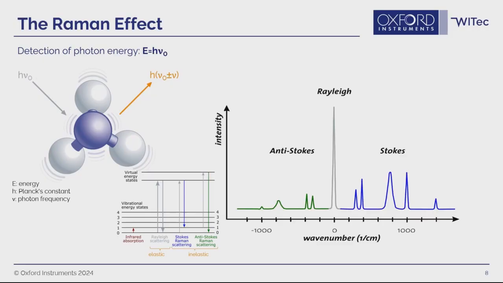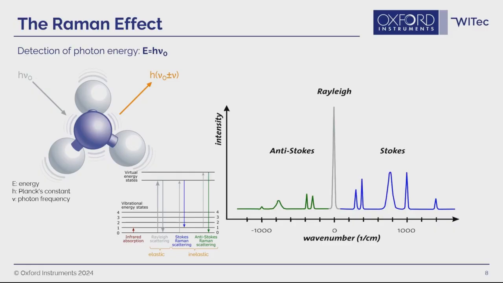So on the very left, you see infrared absorption. For the elastic scattering, the Rayleigh scattering, a virtual energy state is excited, and as the electronic state relaxes, the scattered photon has the same energy as the incoming photon. Next, we have a look at the Raman effect.